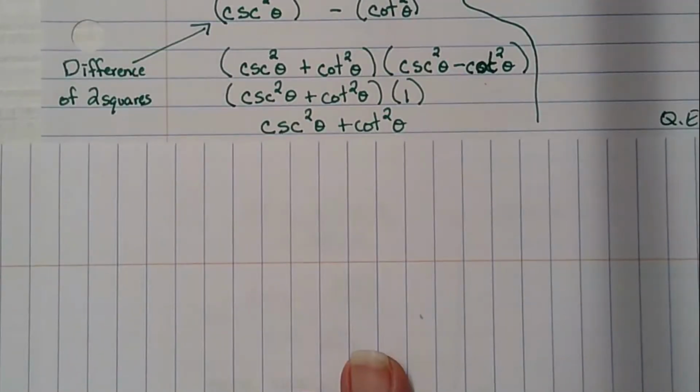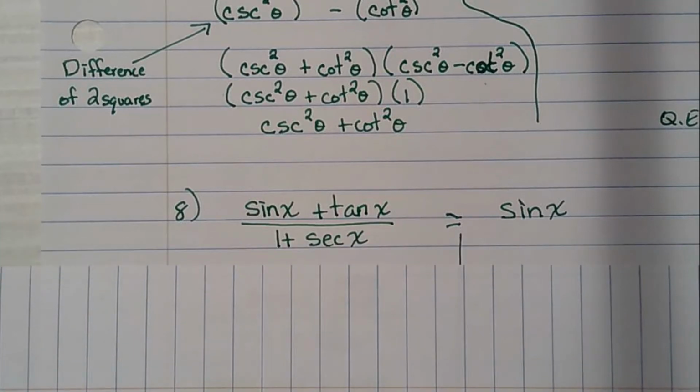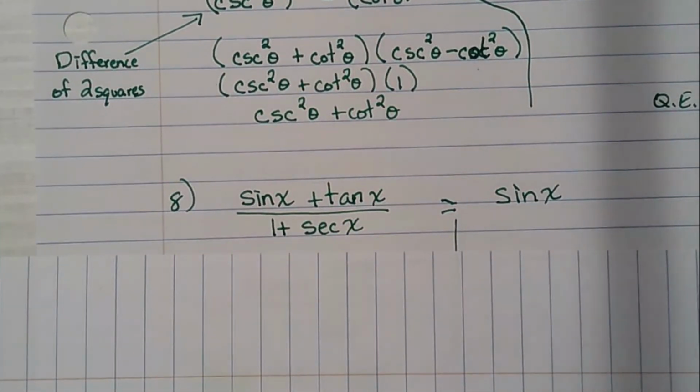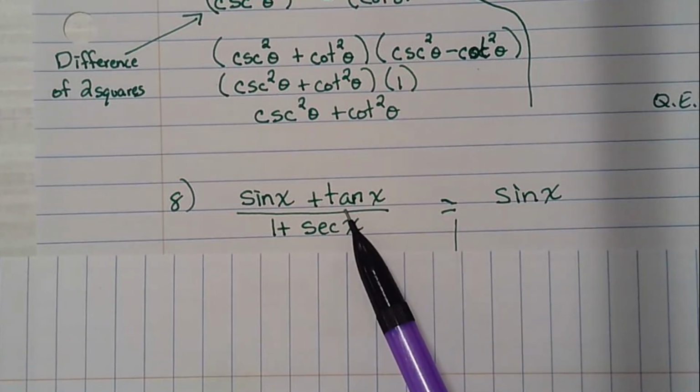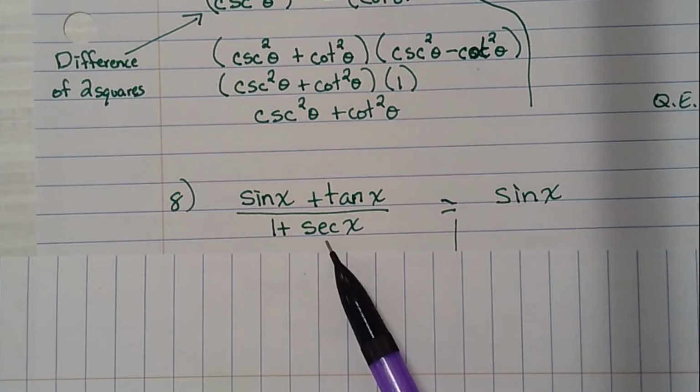All right, on to number 8. Now on this one I'm going to do a few steps at one time. I'm going to change my tangent into sine over cosine, and I'm also going to change my secant into 1 over cosine.